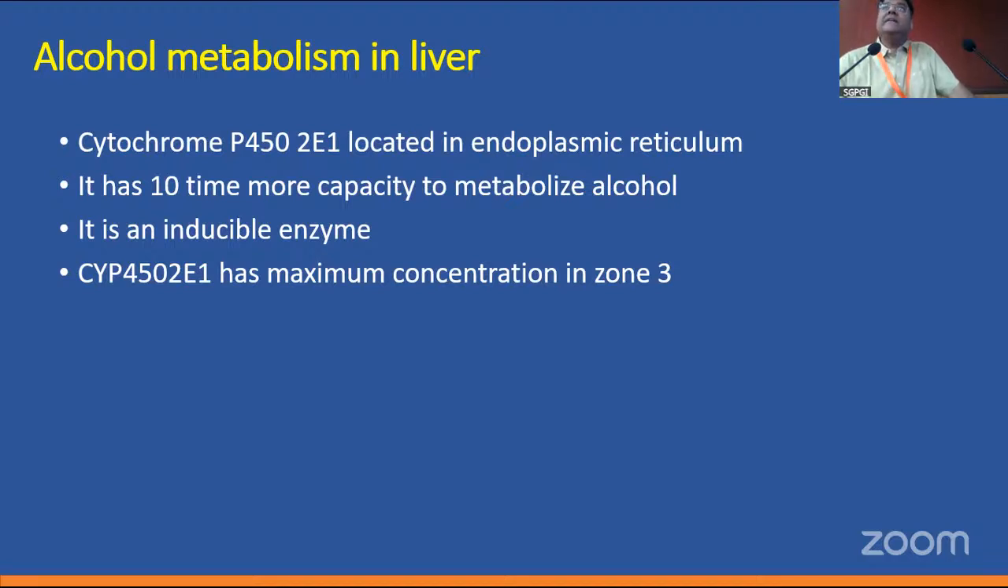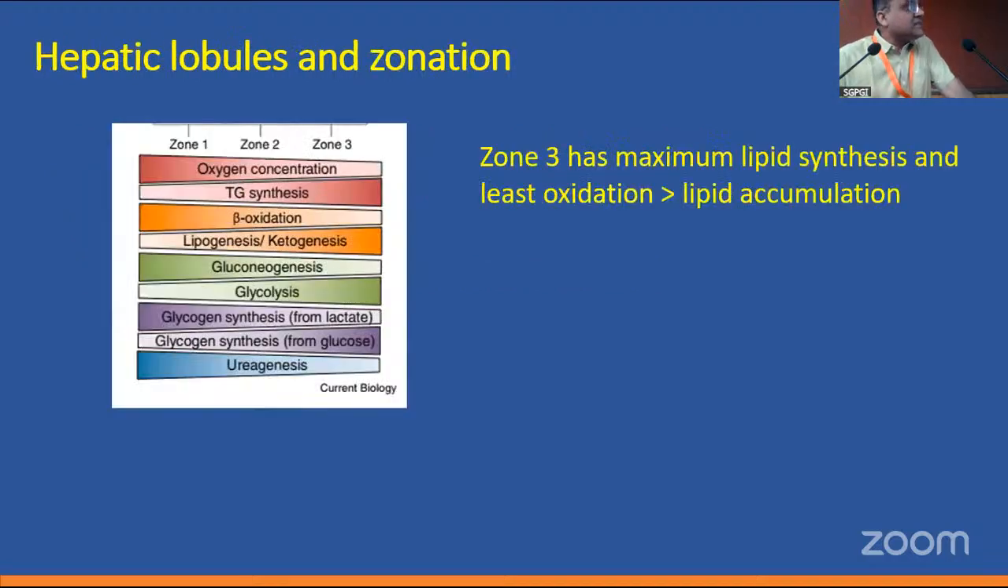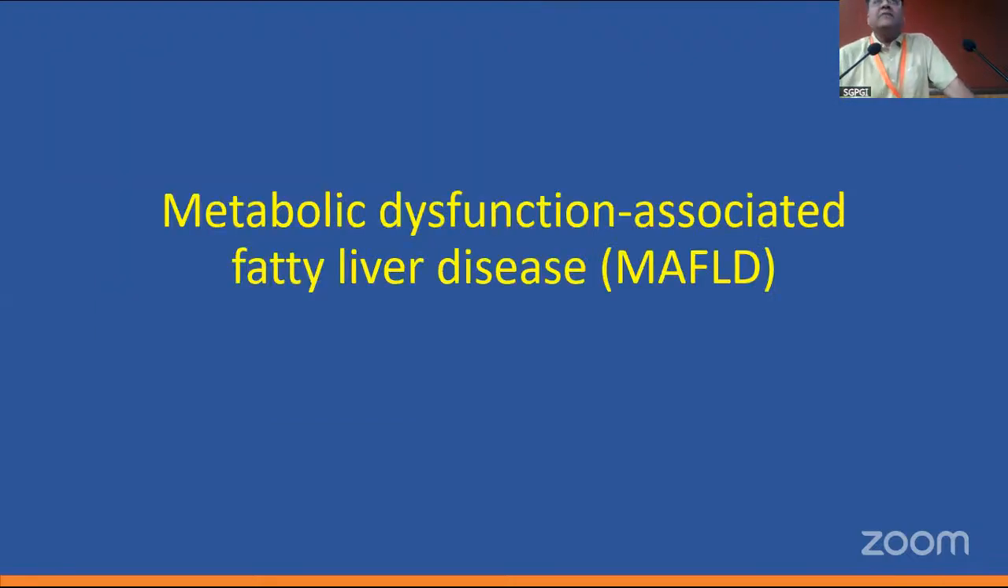So it was in 1980, almost 46 years from now. This is again the summary of the same thing: fat synthesis is maximum in zone 3, hypoxemia is maximum, and consumption is less. So then people started thinking, because in 40 years lots of knowledge has gathered: pathogenesis, distribution, natural history, etc.